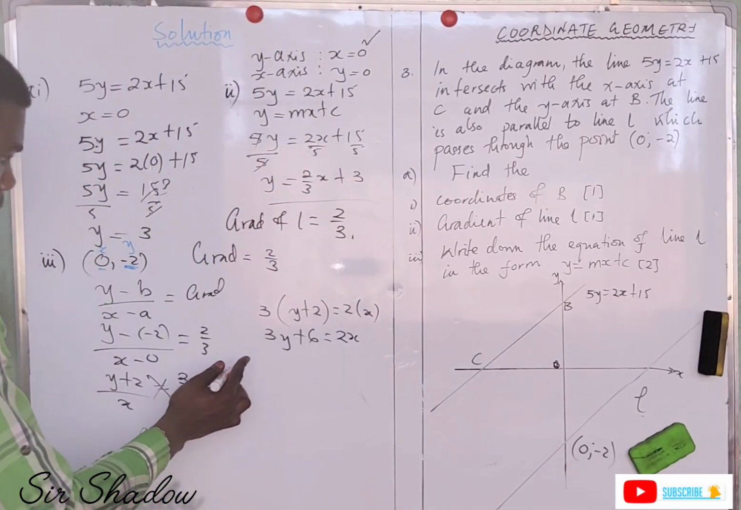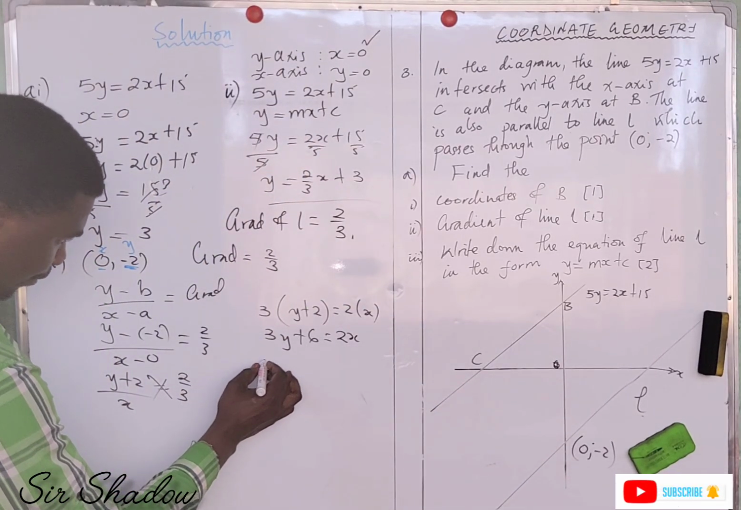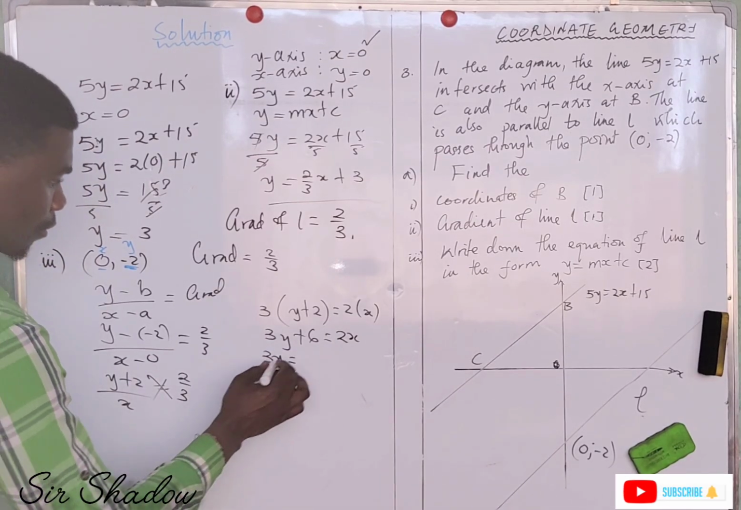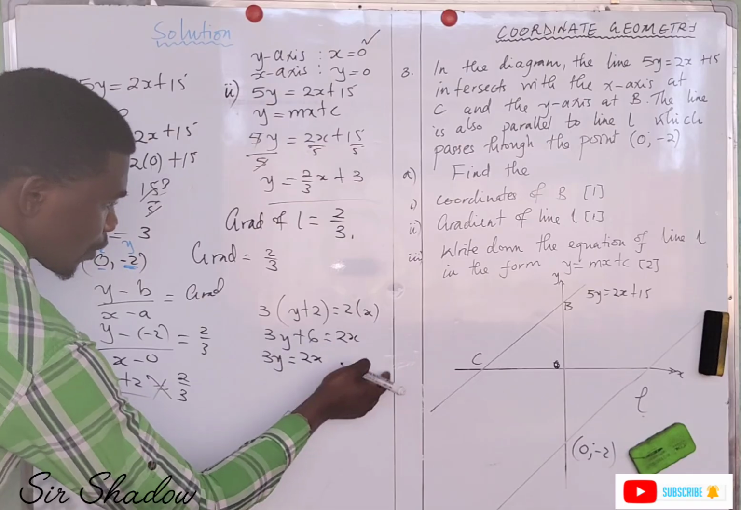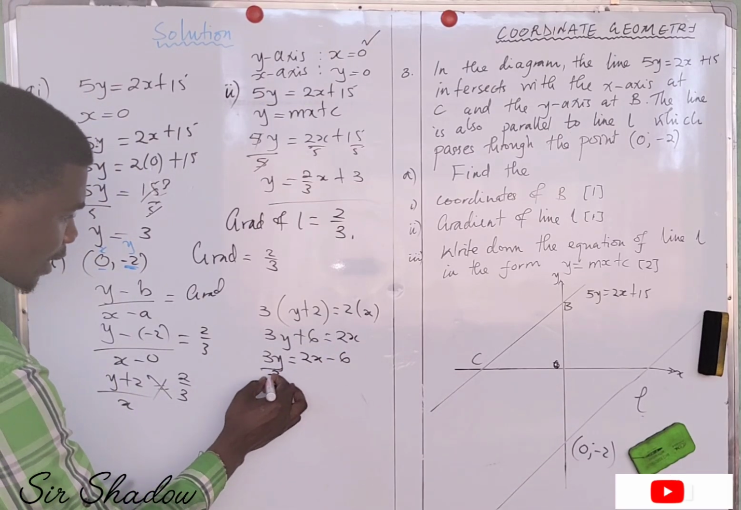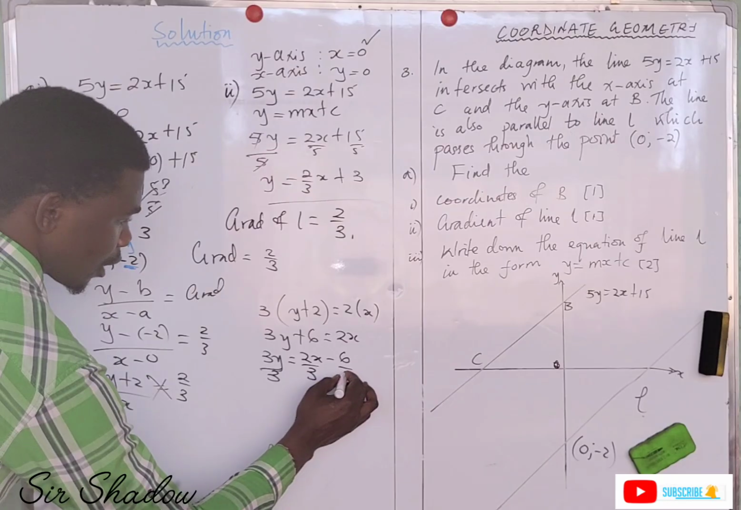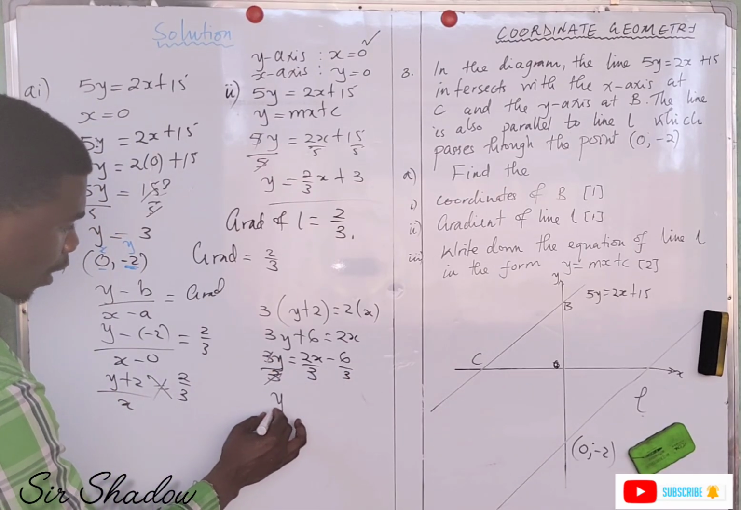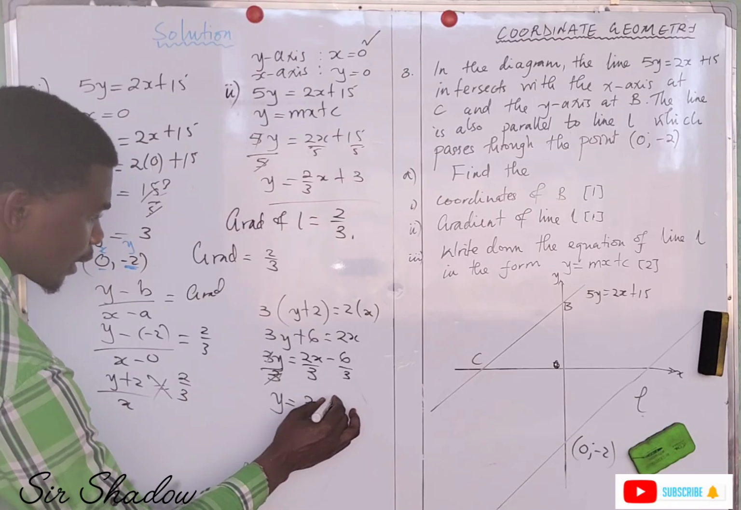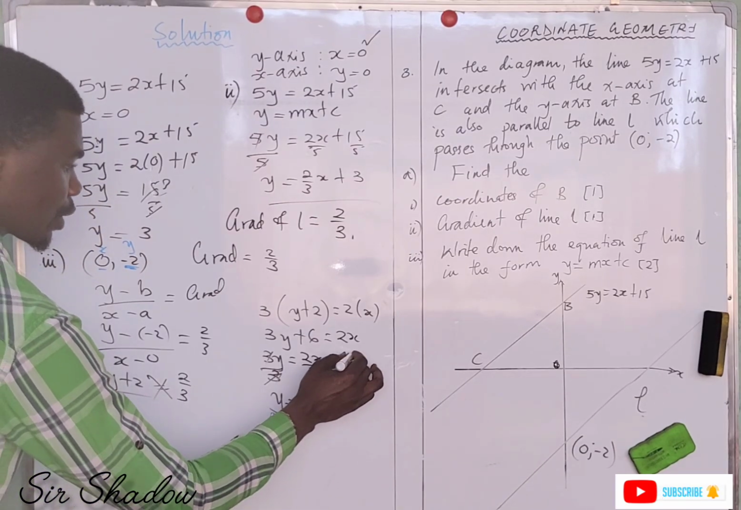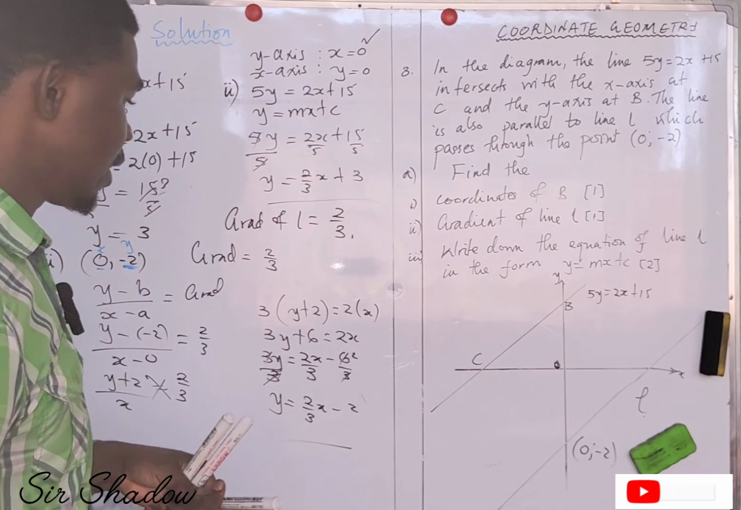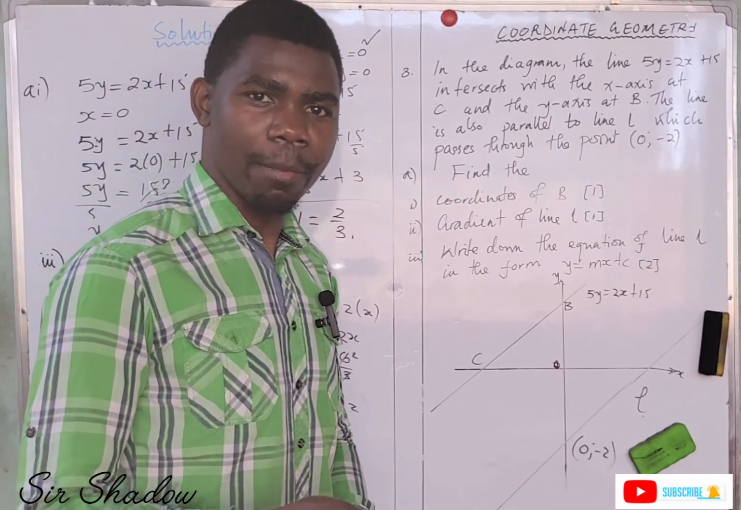All right, so this gives us 3y equals 2x. This 6 to this side becomes minus 6. Let's divide by 3 to make y the subject. So y equals 2 over 3 x minus 6 over 3, which is 2, minus 2. Here is the equation of the line L in the form y equals mx plus c.